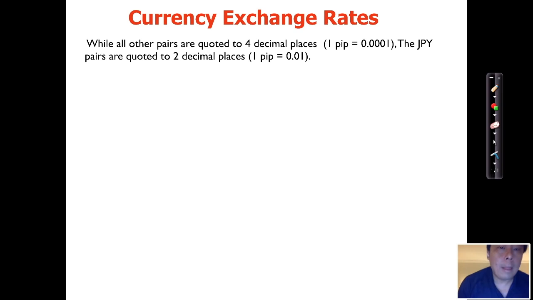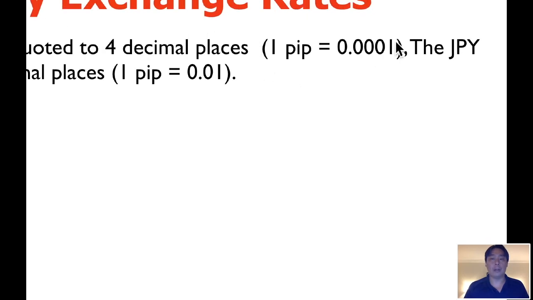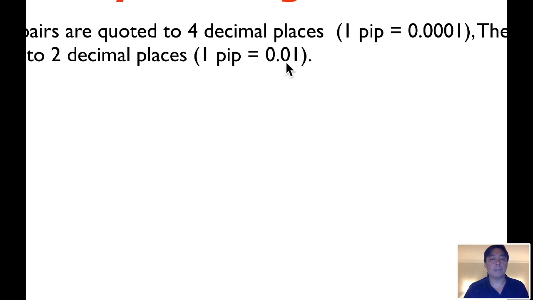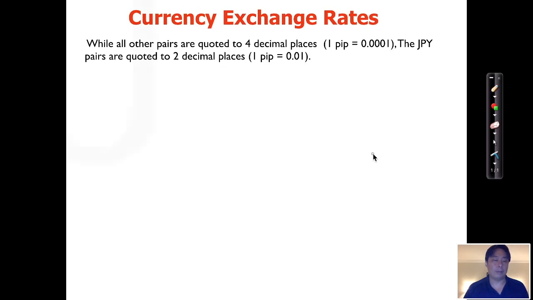Now understand that all currency pairs except the ones with Japanese yen in them are always quoted to 4 decimal places. So 1 pip is 0.0001, which I mentioned earlier on. But anytime you've got a Japanese yen in the pair, like dollar yen or pound yen, the pairs are always quoted to 2 decimal places. So whenever you have a yen, 1 pip is the second decimal place, for any of the yen pairs.